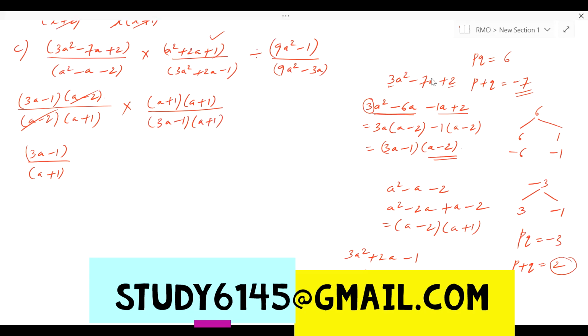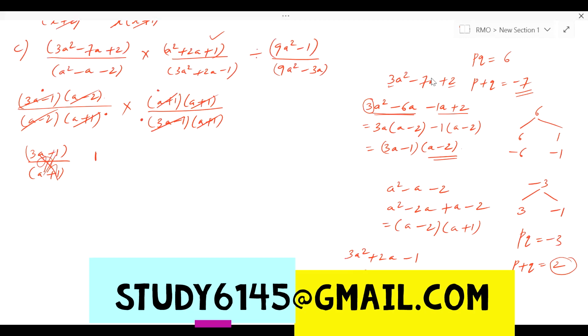So instead of writing this again, we won't write this step. We'll quickly cancel. This will get cancelled over here with this part. A plus 1 will get cancelled. 3a minus 1 and 3a minus 1 will also get cancelled. Even a plus 1 will get cancelled. So everything gets cancelled, and we'll write 1.